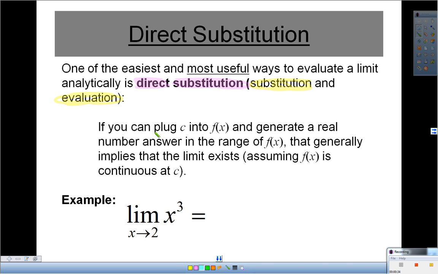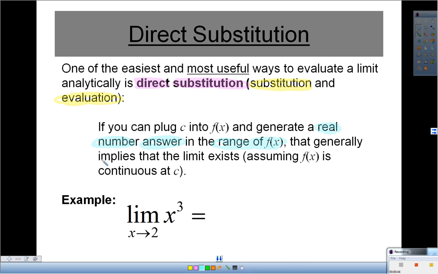And that's what these notes are saying. It says if you can plug c, and that can be any number, into f of x, and it generates a real number answer in the range of f of x, then that generally implies that the limit exists, assuming that the function is continuous at that point.